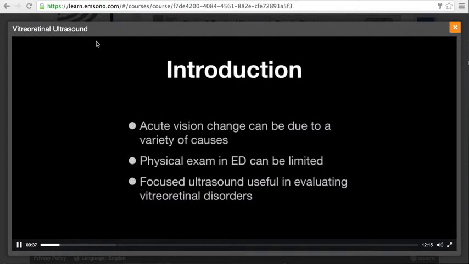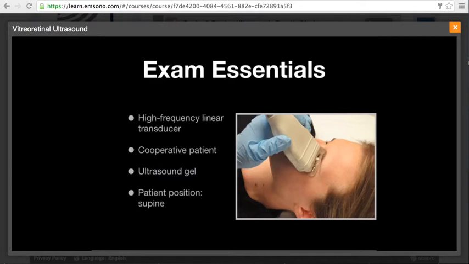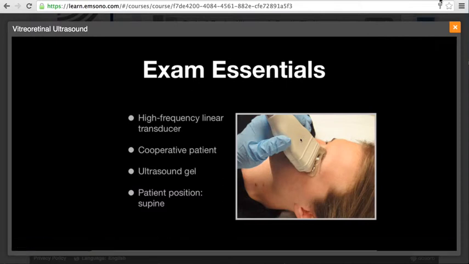Applications for which ocular ultrasound can be used. Let's first look at some exam essentials. You're going to want to make sure that you use a high-frequency linear transducer since you're going to be interrogating a superficial structure. You want to make sure that the patient is cooperative.